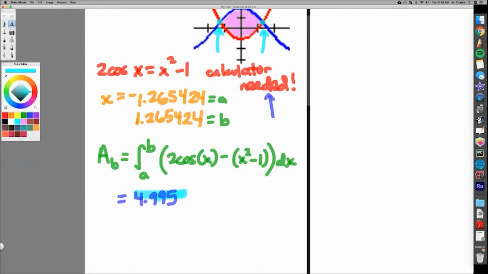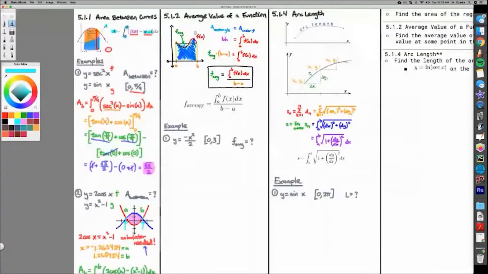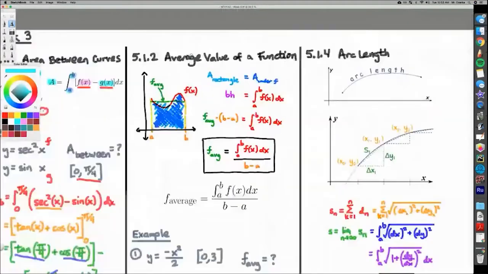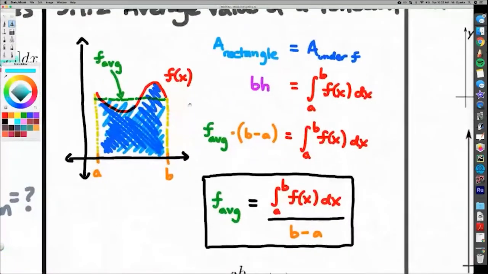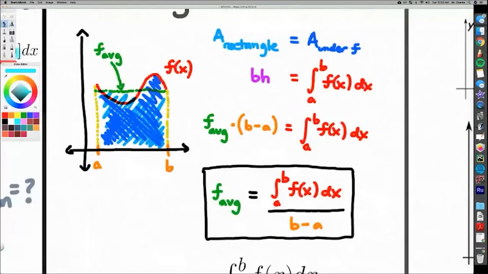Okay, next thing is average value of a function. And the way this formula works, I explained this formula with rectangles, so it might be a little bit easier. But again, you don't really need to know where the formula comes from. Sometimes people want to know where things come from, so that's what I'm showing you here. This proof is using rectangles.